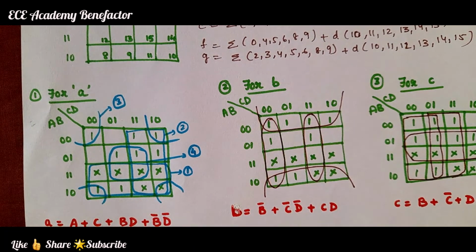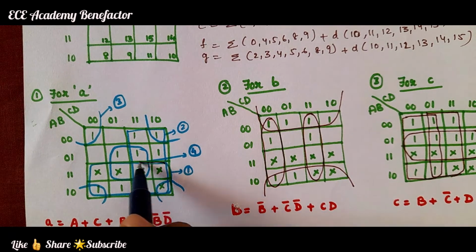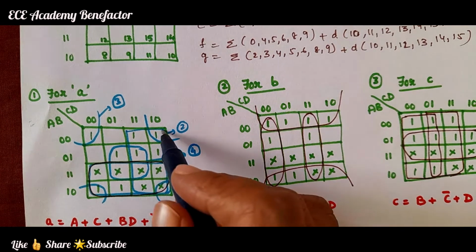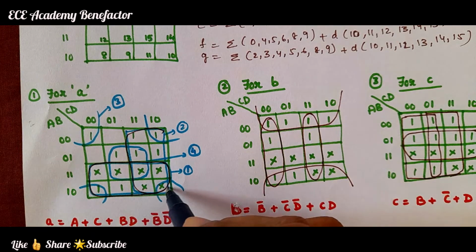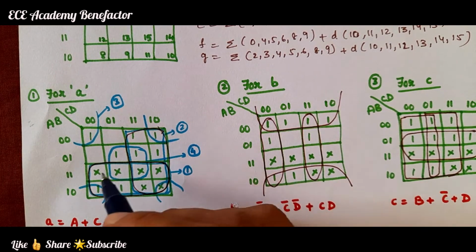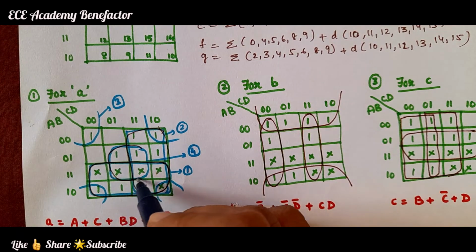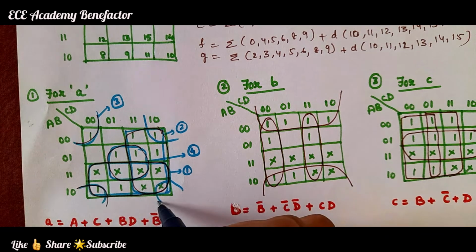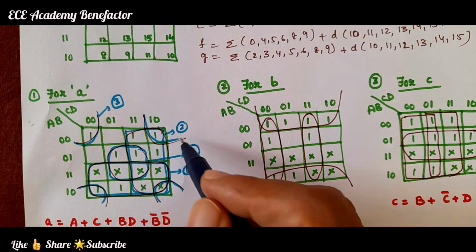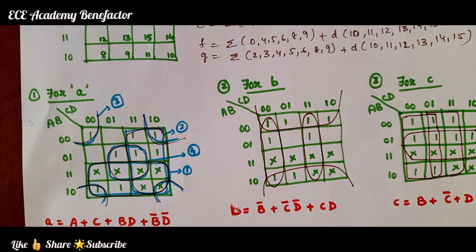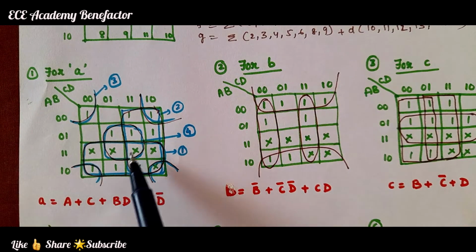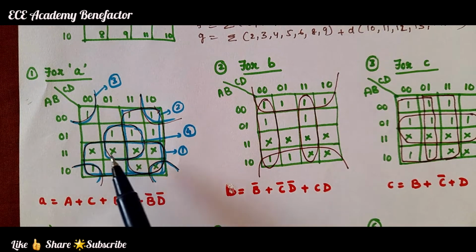So, octet: this is one octet, the second octet is this one, and then this is the third, a quad, and from the 4 corners we form one more quad. So, how many octets are there? 2 octets and 2 quads.